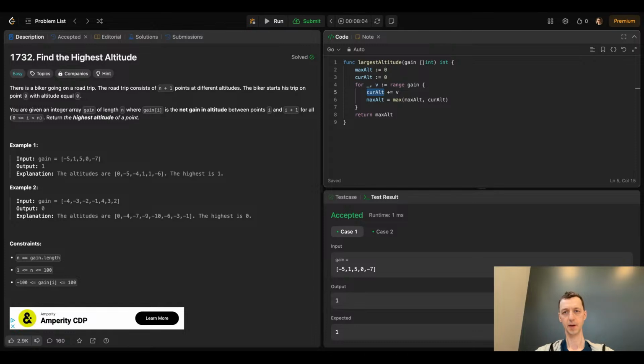That is pretty much it. Then we compare the current altitude and the maximum altitude so far, and we get the maximum altitude. We check if we need to update the maximum, if it's bigger than the maximum so far. And then we'll return the maximum altitude. Okay, so that's what we have here.